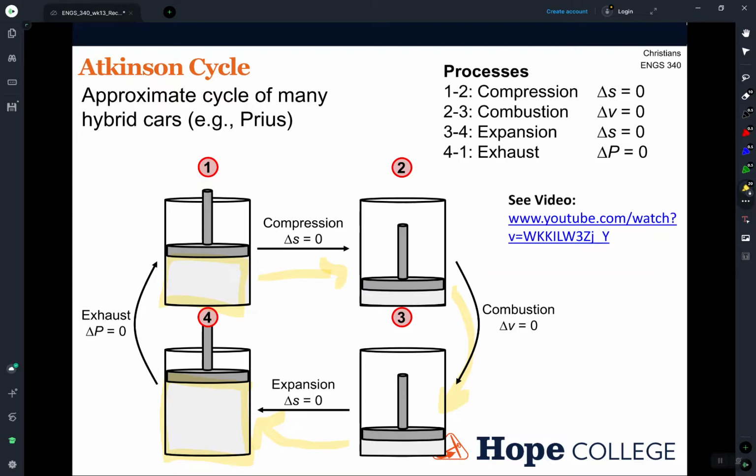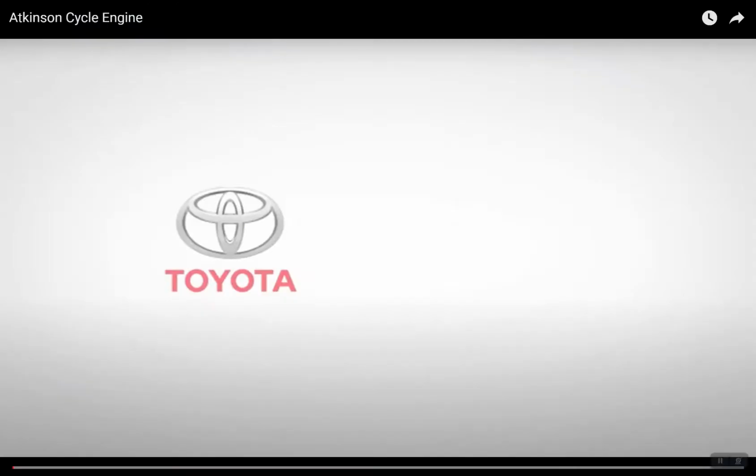We can look at a video from Toyota. So Toyota, obviously the maker of the Prius, they have a nice video explaining a little bit how this works and showing how functionally you can actually make an engine that does this, where the compression stroke and the expansion stroke are different volumes. So we'll flip to this video from Toyota.